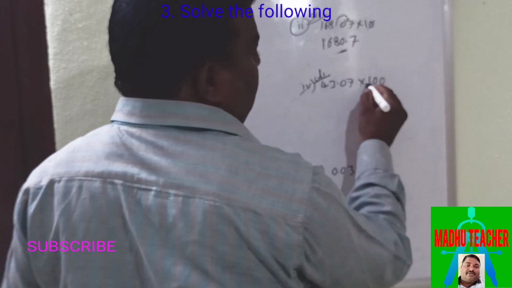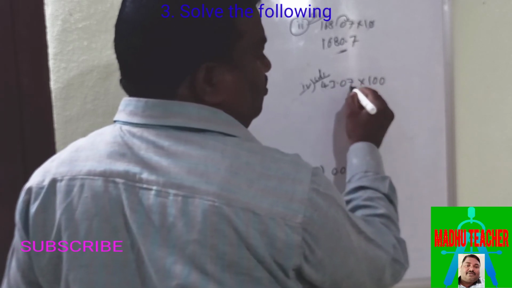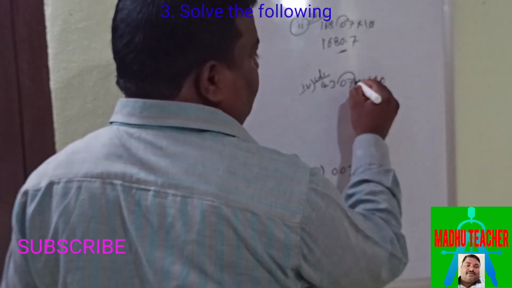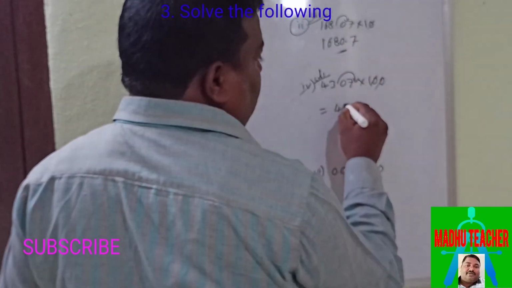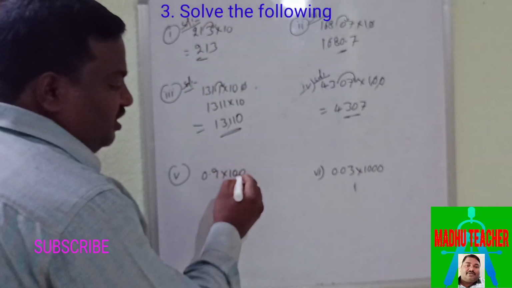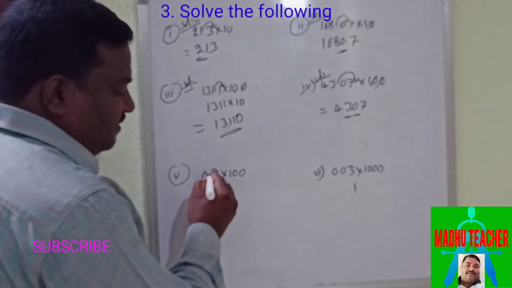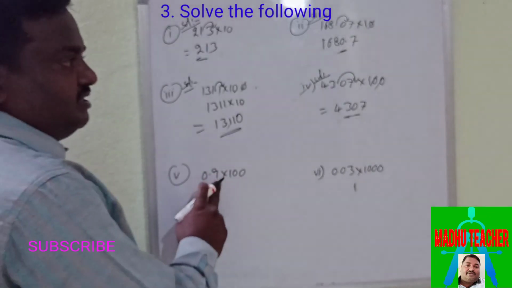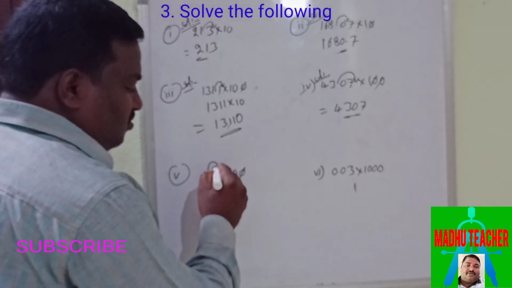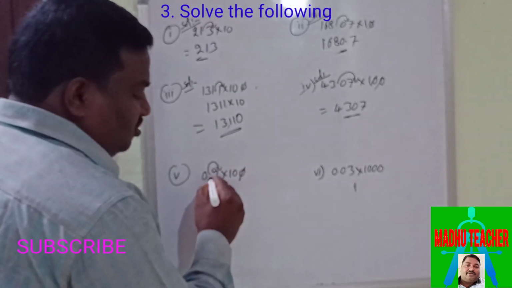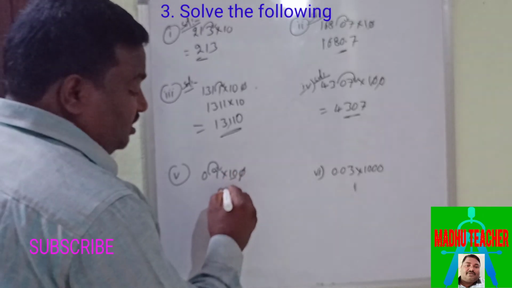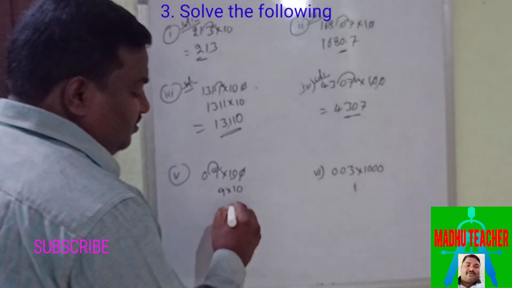Now here after decimal point we have two digits and also we have two zeros. Two zeros cancel, it moves right side two digits, that is 4307. 0.9 into 100. Actually after decimal point we have only one digit, so you have to cancel only one zero and move right side one digit, that is 09. 09 means 9. We have one more 0, that is into 10. 9 into 10, 90.